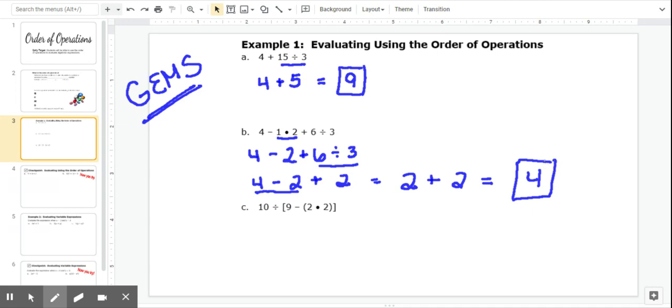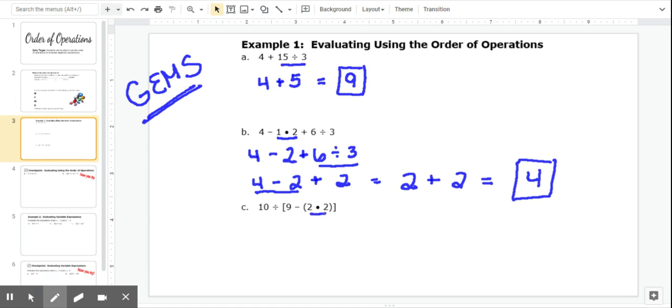All right, let's go through one more problem, and this is the most complicated problem on this page, problem C. So G stands for grouping symbols. In this problem, I have 2 sets of grouping symbols. I have these brackets here and these parentheses here. Anytime you have more than one grouping symbol, you want to do the innermost grouping symbol first, the ones that are closer together. So the parentheses are closer together than the brackets are. Therefore, we need to work inside the parentheses first.